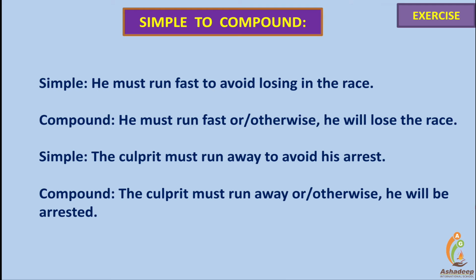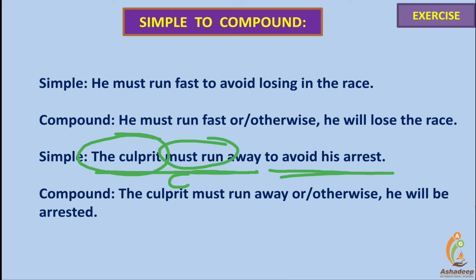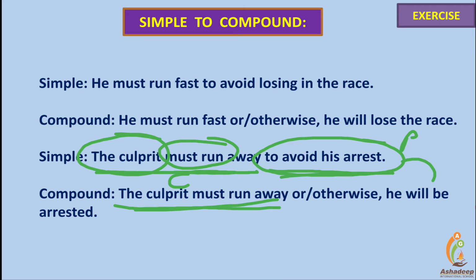Next one. The culprit must run away. Clause, because the culprit is the subject, must run is a verb. Now, what can be the result if he did not run away? To avoid his arrest, he would be arrested otherwise. So this phrase will be converted into a clause. First, the culprit must run away. It's a clause. Or otherwise, he will be arrested. So friend, here you can see it's converted into a clause.